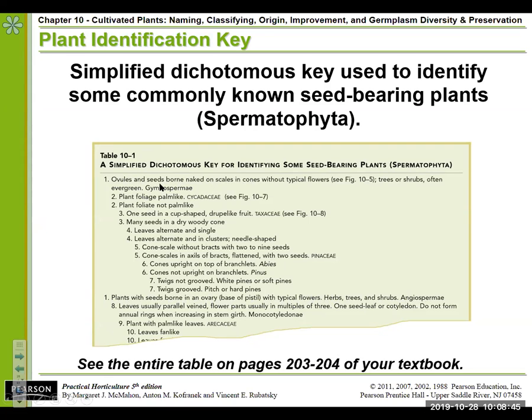And then, as you can see here, the gymnosperms, there are fewer species of them, so they're a little bit easier to identify down to the family level. The flowering plants take a little bit longer and a little bit more botanical knowledge.